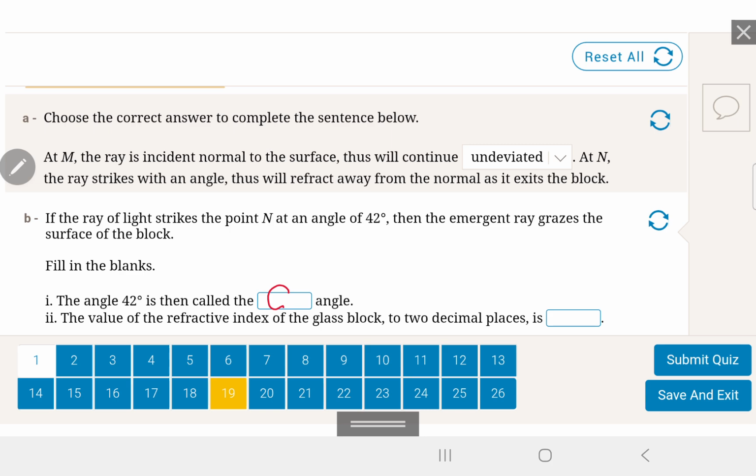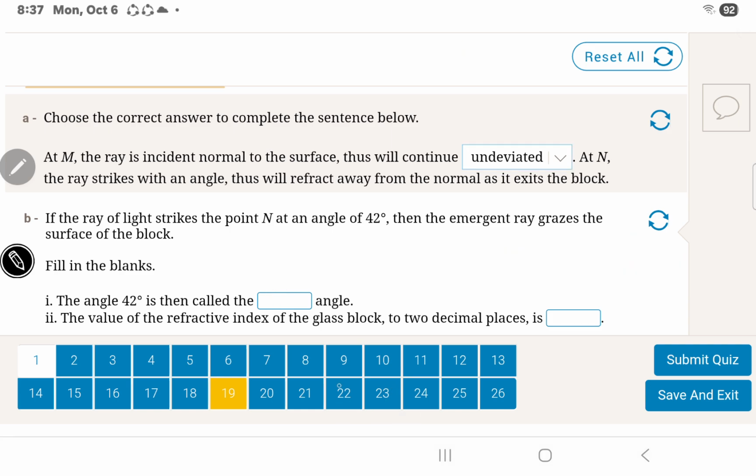The value of refractive index of glass, now here refractive index is equal to sine 90 divided by sine critical angle. So just plug 42 here. So it becomes sine 90 is 1, 1 divided by sine 42.